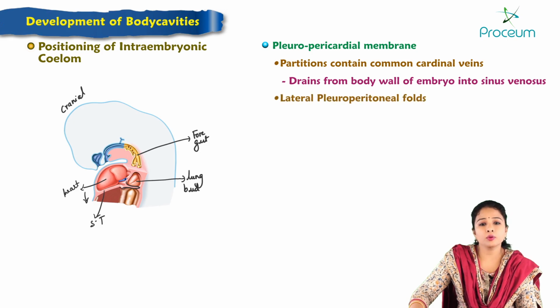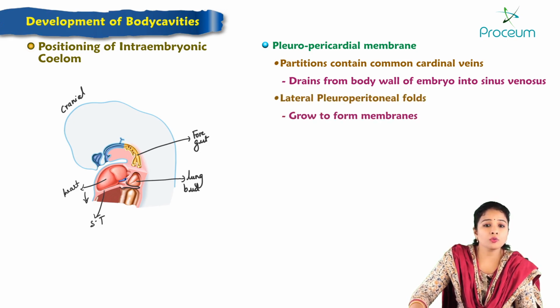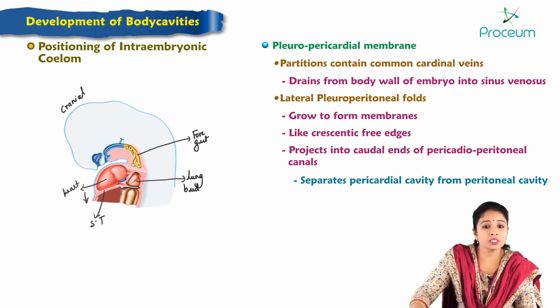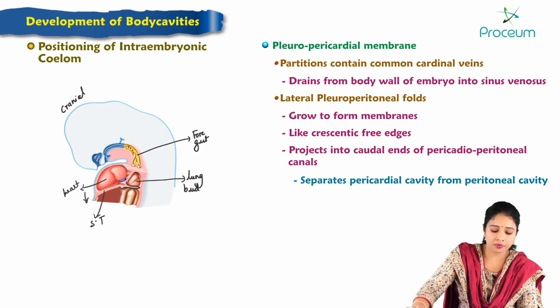And lateral pleuroperitoneal folds grow to form membranes. They are like concentric fold edges which project into the caudal part of the pericardio-peritoneal canal. And these canals separate the pericardial cavity from the peritoneal cavity. So during the 6th week, these membranes fuse with the dorsal mesentery of the esophagus.